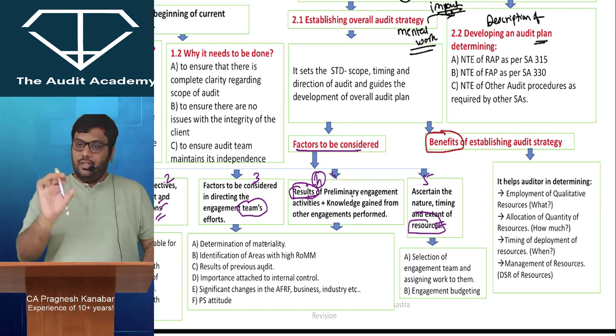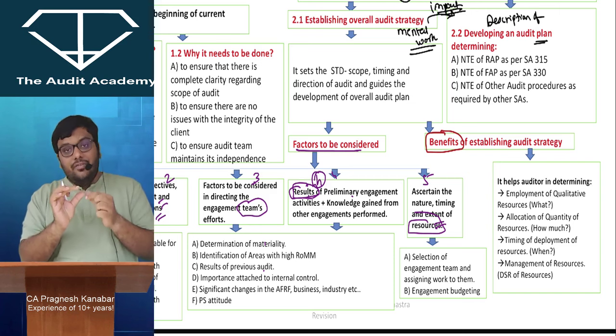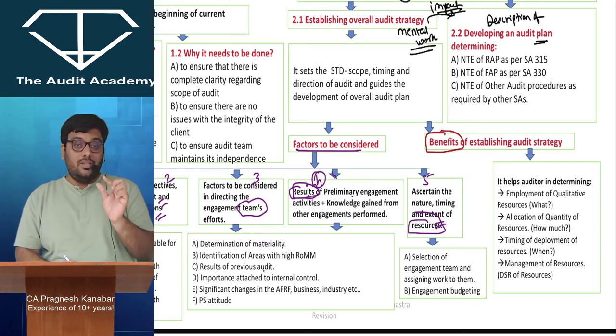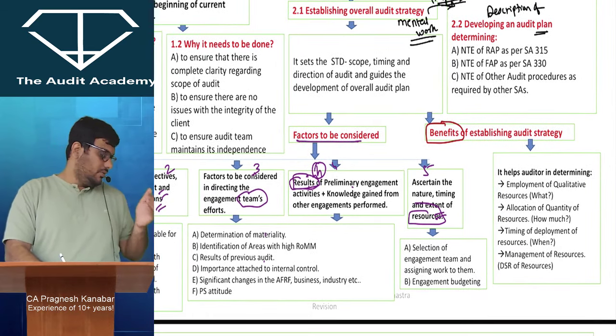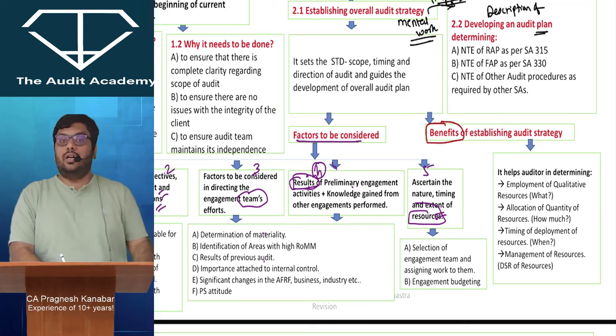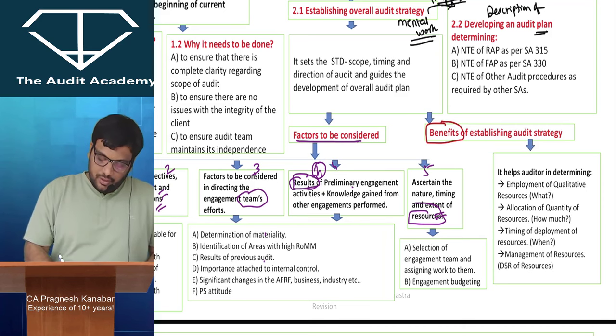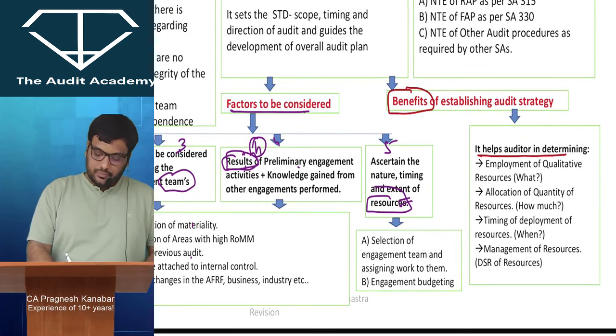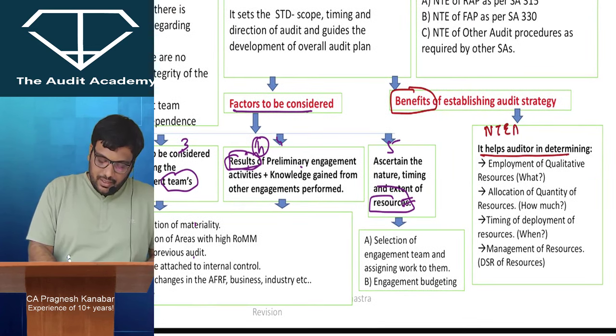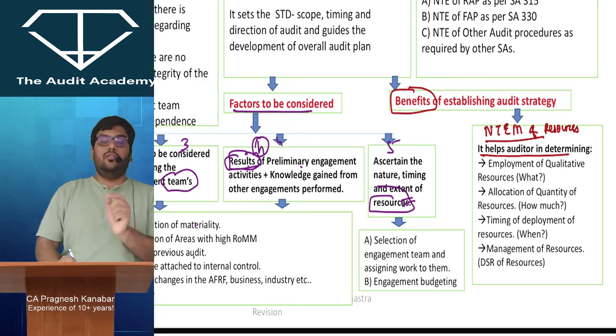All right, so if the question somehow gives you the feeling of audit strategy and what are the benefits of establishing audit strategy or how audit strategy will help the auditor, then this has to be the answer. So along with the revision video, I'm also telling you how they are going to arrange the particular question. All right, so audit strategy will help the auditor in determining what? In determining nature, timing, extent and management of resources. Just remember one line, NTEM of resources.